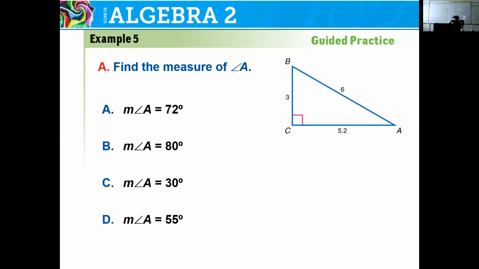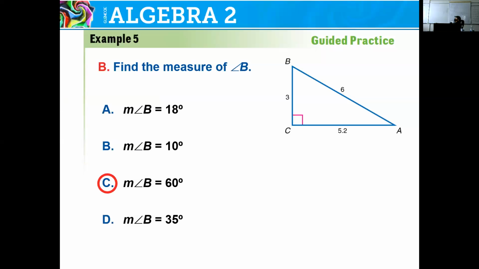Once again, we pick either one of our cosine inverse or sine inverse ratios. We plug it into our calculator, and we would find the measure of angle A is equal to 30 degrees. You get 1/2. You can also just remember that from our special right triangles that we had earlier.